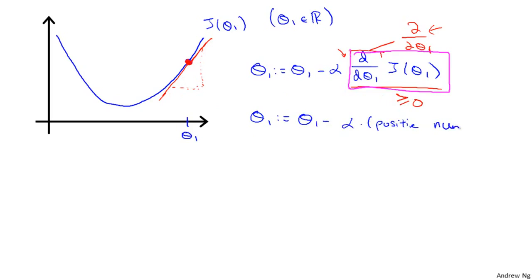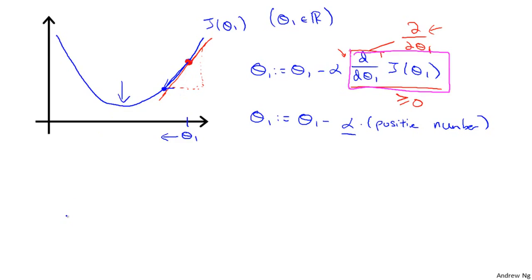And alpha, the learning rate, is always a positive number. So theta 1 gets updated as theta 1 minus something, and I'm going to end up moving theta 1 to the left. I'm going to decrease theta 1. And we can see this is the right thing to do because I actually want to head in this direction, to get closer to the minimum over there. So gradient descent so far seems to be doing the right thing.